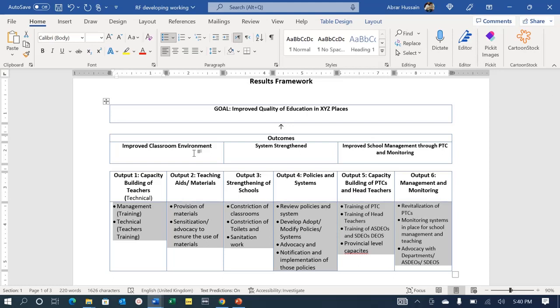Now, when we finalize this result framework after consultation, then we start working on the proposal and on the logical framework, and that we will do in our next session. So I hope you have understood so far. Now, in the next session, which I will upload very soon, we will develop the logical framework, and then the proposal, work plan, and the M&E framework and M&E plan for this project which we have already decided about.